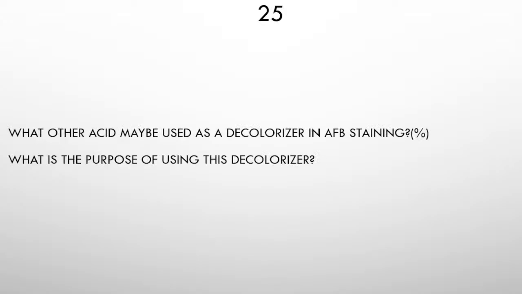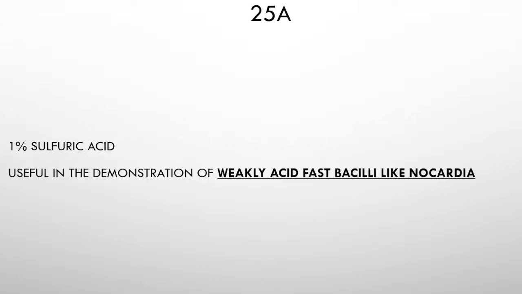Now let's move on. Another acid that may be used as a decolorizer. You can actually use sulfuric acid. Yes, you can use sulfuric acid, and this is a modification of your AFB staining. The purpose of using this kind of decolorizer is we want to demonstrate partially acid-fast organisms. And one of the examples is actually Nocardia.